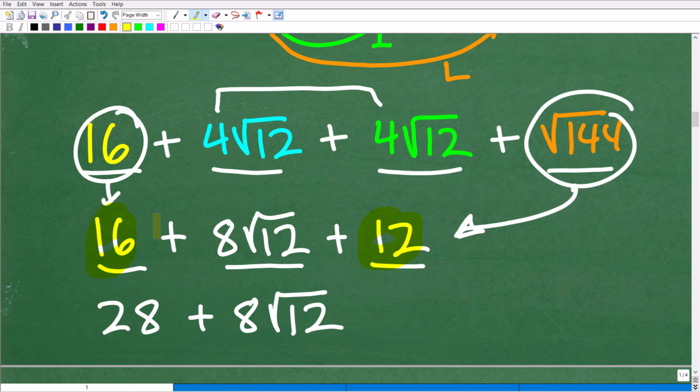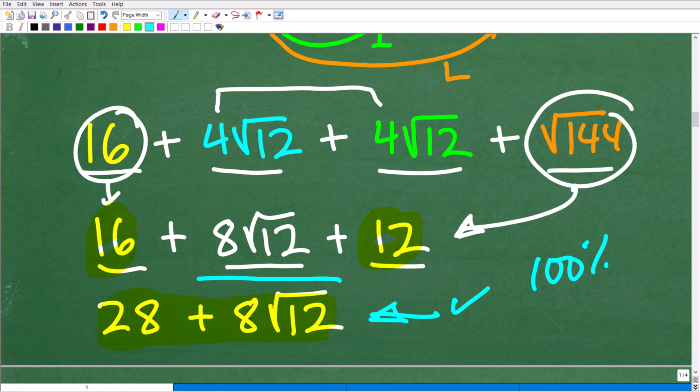We can combine them. 16 and 12 is 28. And then you have 28 plus 8 square root of 12. Now, at this point, a lot of you would say, oh, I'm done. Look at me, Mr. Math Teacher. Go ahead and give me my 100%. And I'll be happy to turn in my quiz or test. Well, not so fast. This is the whole point of the video where you need to finish out the steps.